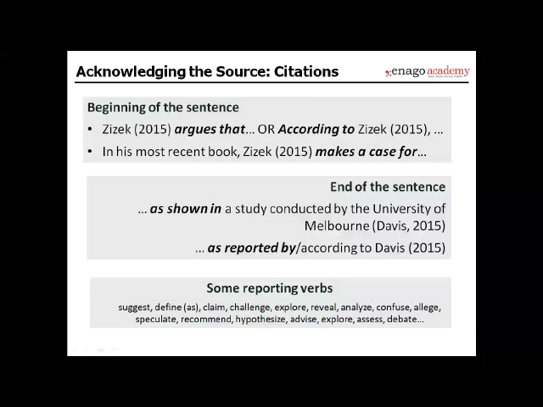So basically, in order to acknowledge the original and secondary sources when writing, there are a number of verbs that you can use. And these are just a few examples. You can say, Zizek argues that, or Zizek makes a case for. You could end the sentence with something like, as shown in a study conducted by some university, or you could say, as reported by, and these are some of the reporting verbs.